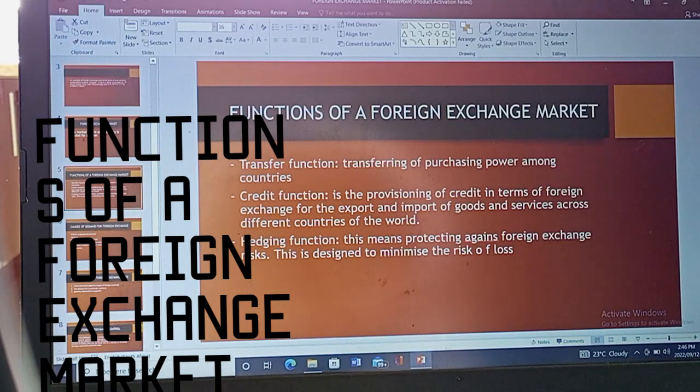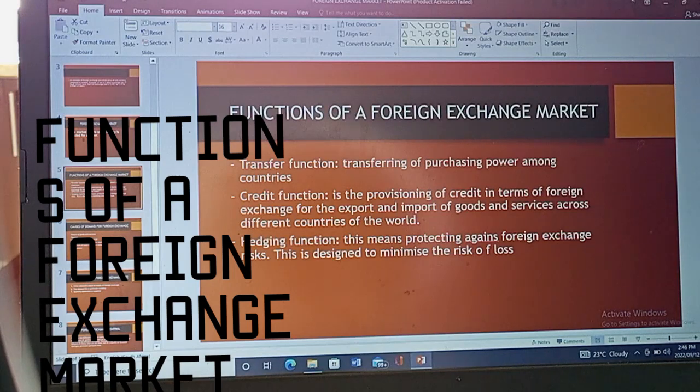Now, another function of the foreign exchange market is the credit function. We all know that one way or the other, we buy goods and services from other countries, and sometimes you might not have enough cash to pay for these goods or services. Therefore, you will have to credit these goods. The credit function is the provision of credit in terms of foreign exchange for the export and import of goods and services across different countries of the world.